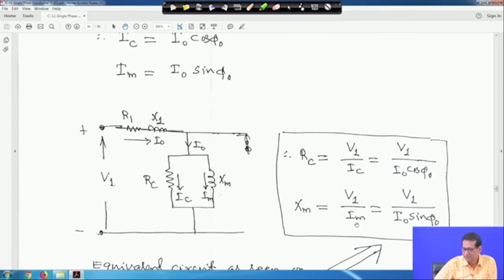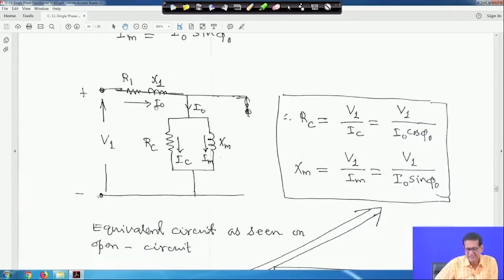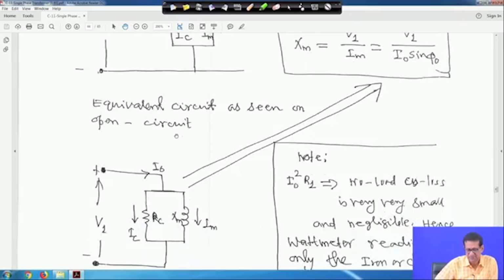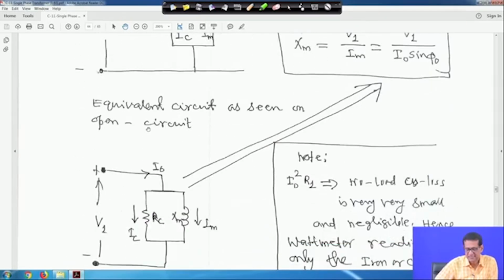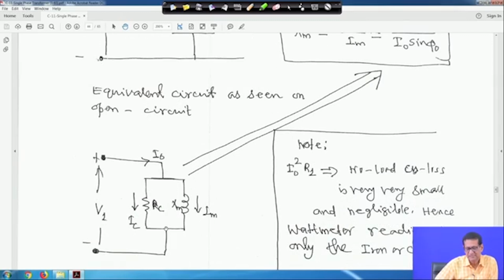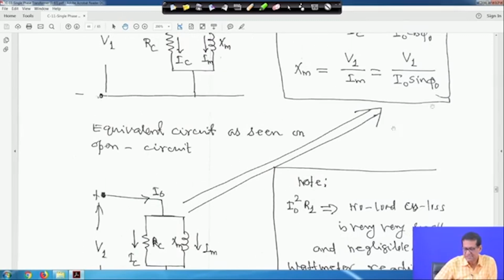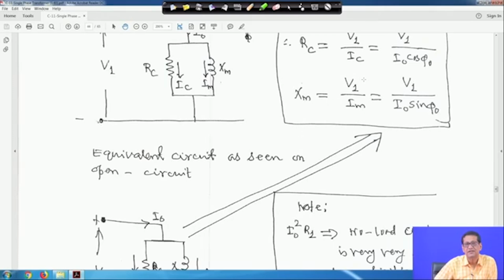Similarly, XM will be V1 upon IM, so V1 upon I0 sin phi 0. Actually, this I0 current is very small and the winding resistance of the transformer is also very small. Therefore, the winding loss in the transformer at no load is negligible. So the equivalent circuit, when R1 and X1 are neglected, is the equivalent circuit for no load, and everything is marked by an arrow.